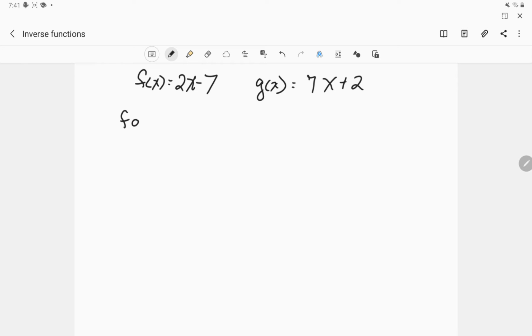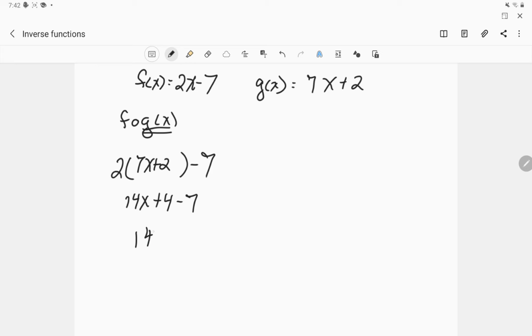So first I'm going to do f of g. Again, f of g means take my f equation, which is 2 times some variable minus 7. The variable is g of x, which is 7x plus 2. So this is 14x plus 4 minus 7. So this is 14x minus 3. Well, that's not x. So because this one didn't work out to be x, I don't even need to bother to do g of f. I can just, with confidence, say no, those are not inverses of one another.